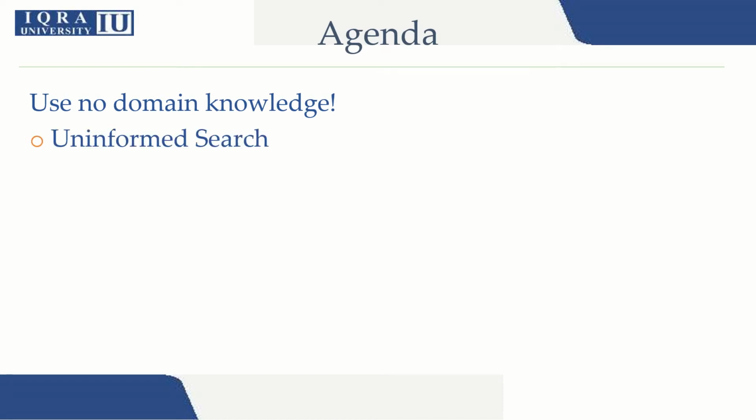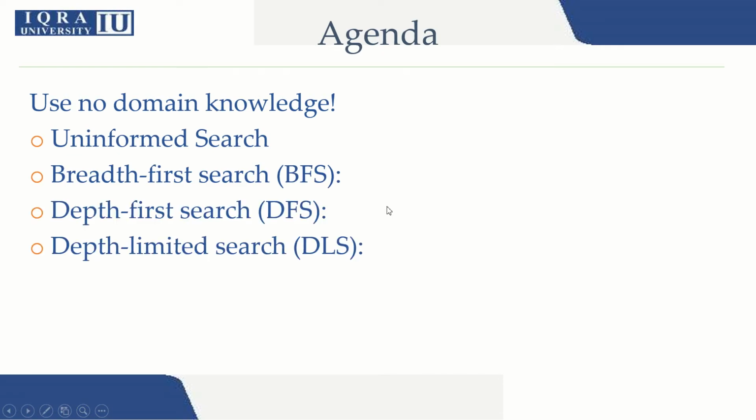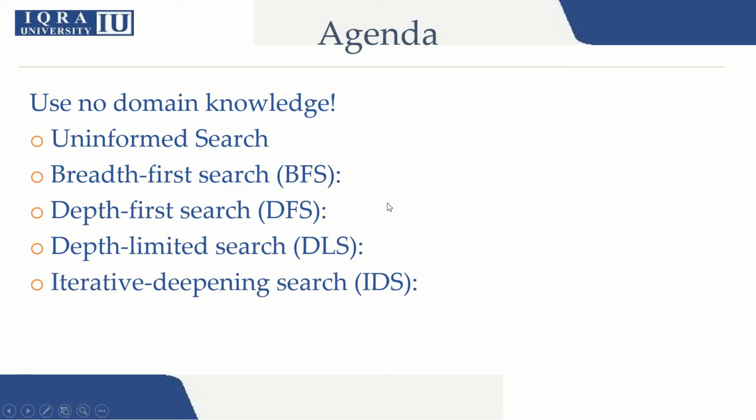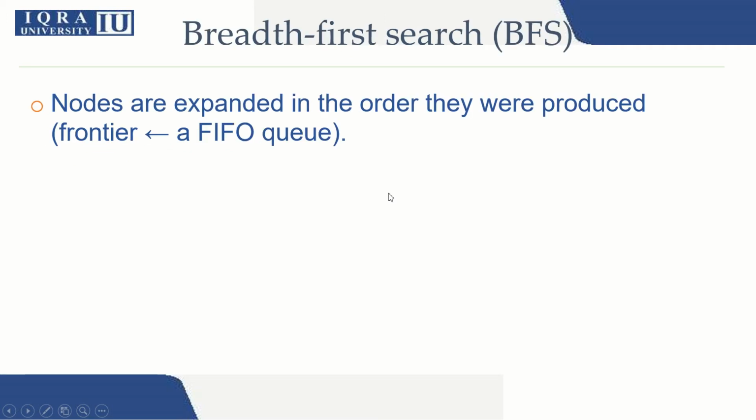In this context, we can talk about a couple of searches. We're going to talk about breadth first search, depth first search, depth limited search, iterative deepening search, and uniform cost search. So all these searches will come into our purview. We will talk about these in the set of videos you will see this week. So let's start with breadth first search.